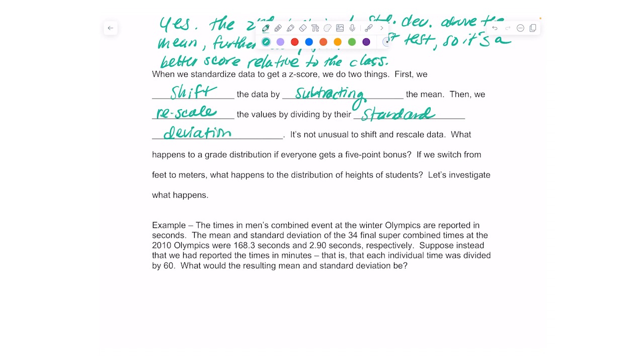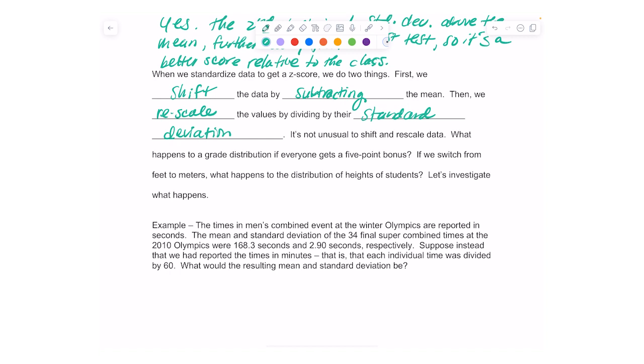It's not unusual to shift and rescale data, okay? So we need to think about, like, if we had a grade distribution, for example, let's say everyone gets a 5-point bonus. What would happen to the average? Or if we switched from feet to meters, what happens to the distribution of heights of students? We're going to investigate what happens there when we want to shift maybe from seconds to minutes, in other words, okay? So please pause the video and read the problem, and then unpause when you're ready to work it out together.